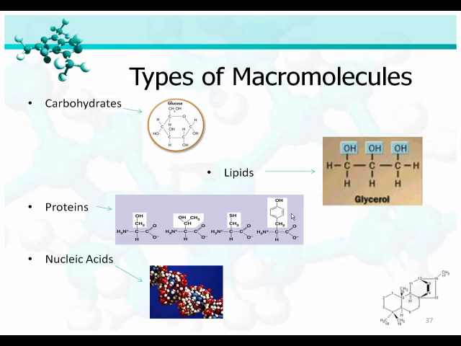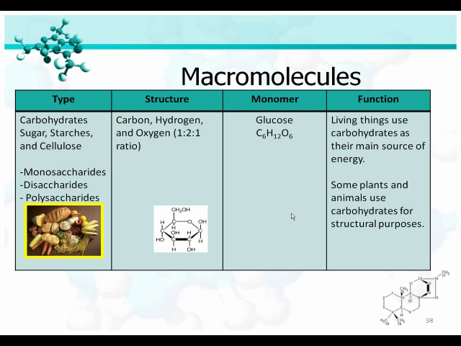Let's look at the characteristics of these macromolecules, starting with carbohydrates. Your types, again, that's carbohydrates. You have sugars, starches, and cellulose. Sometimes they're called monosaccharides, disaccharides, and polysaccharides. Your monosaccharides are your simple sugars, and your polysaccharides are your complex carbohydrates, such as starches. The structure contains carbon, hydrogen, and oxygen in a 1-to-1 ratio. The monomer, which is the simplest form of a macromolecule, in this case for carbohydrates, is glucose.